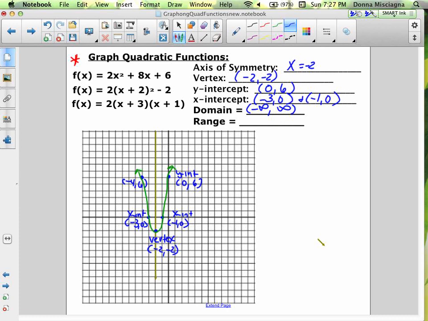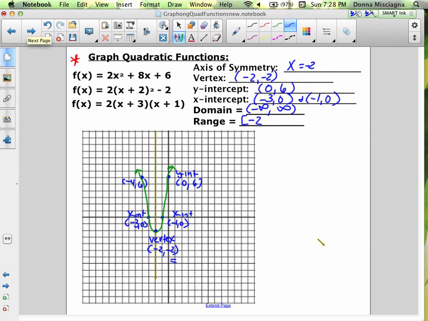So the y value of our vertex is either going to be a maximum value or a minimum value. If your parabola is facing concave up, it's a minimum value. If your parabola is concave down, it's a maximum value. In this case, -2 is a minimum value, and our graph does go through -2. So we're going to use brackets.